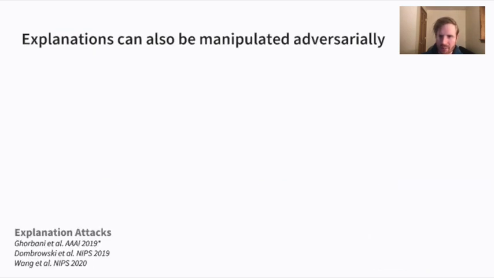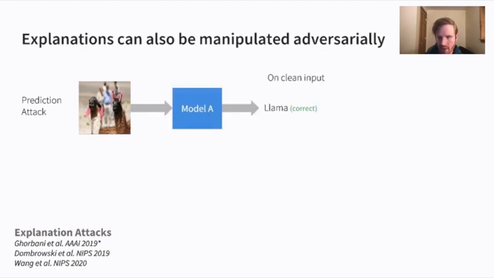So just to recap, we can attack the prediction of a model by selecting what we call an adversarial input. So basically, we have a model that takes an instance and makes some prediction. So say on this clean or benign input, our model might predict llama, which I guess is correct here. But we could give it an adversarial input that we manipulated to make the model predict, in this case, cat on a perceptually identical image. And anyway, it turns out that explanations can be manipulated in an analogous way.